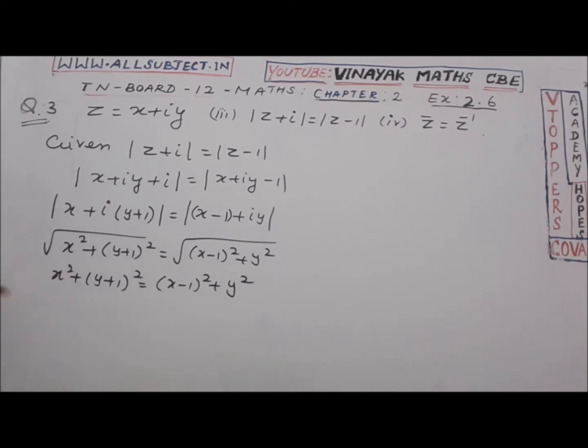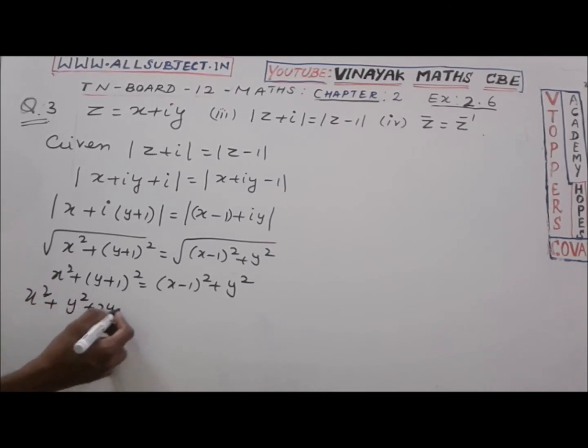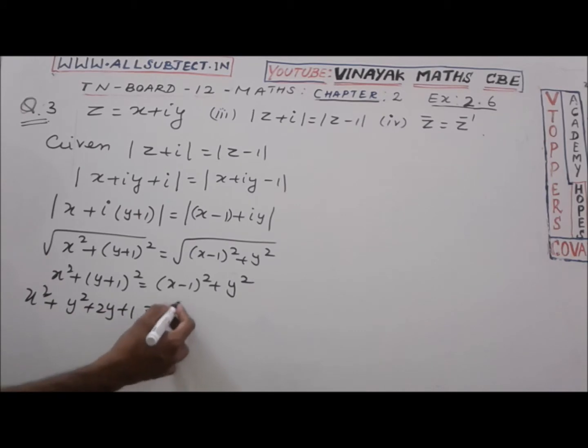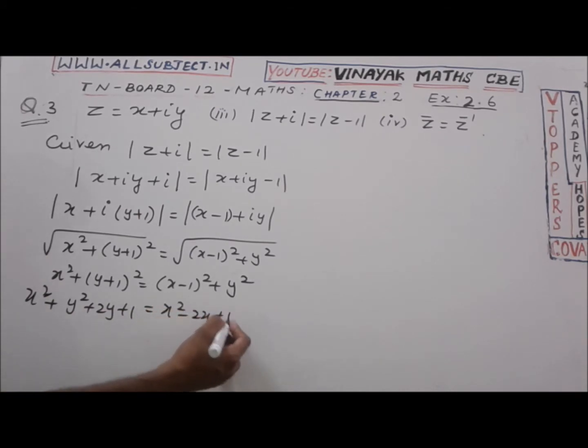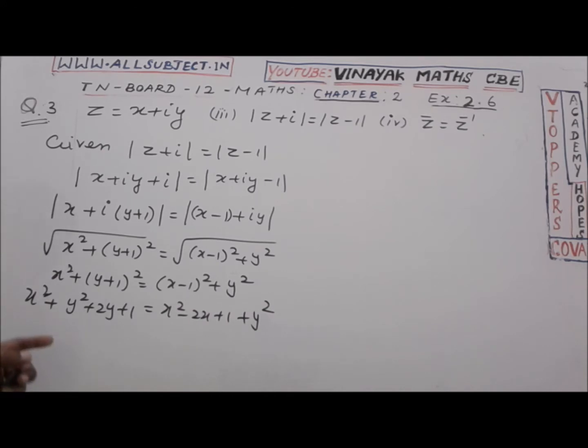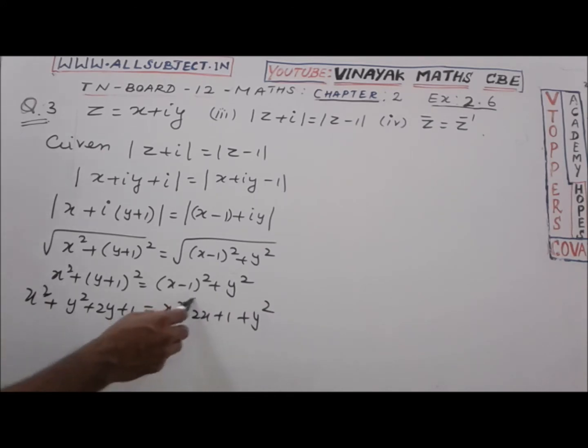By expanding this one, x square plus (y plus 1) whole square gives y square plus 2y plus 1, equal to x square minus 2x plus 1 plus y square. Look at both sides, LHS and RHS. We have x square and y square common, so we can cancel these two values.